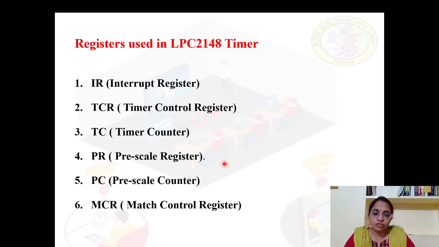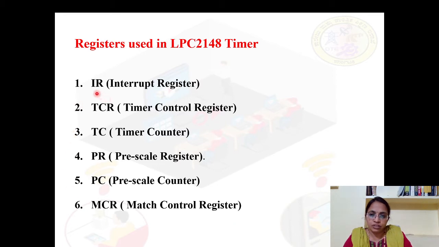So in the last session we have seen what is a timer, what are the applications of timer, what are the features of timer and how is the architecture of timer. In the architecture of the timer we have seen there are many registers associated with the timer. In particular, there are around 11 registers which are associated with the timer. So, in today's session, we are going to study in detail about these 11 registers.